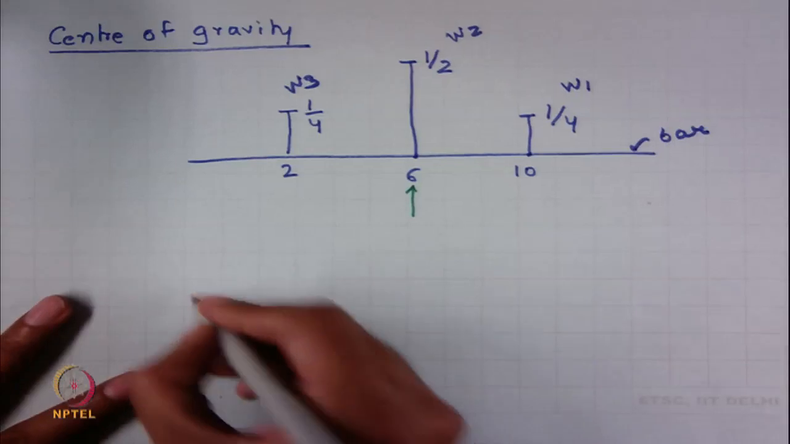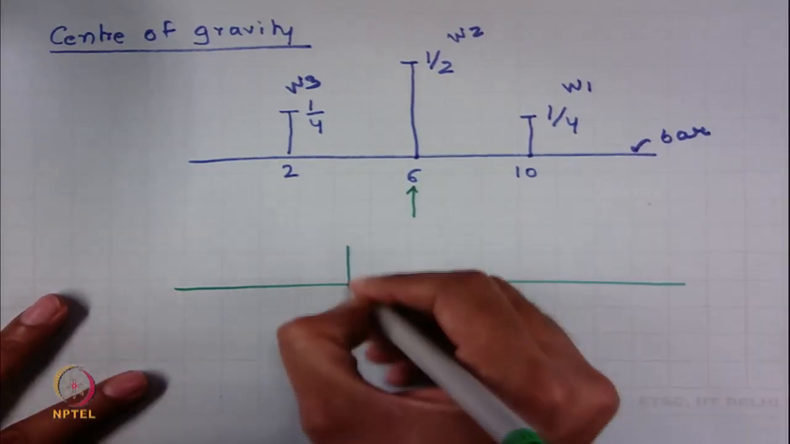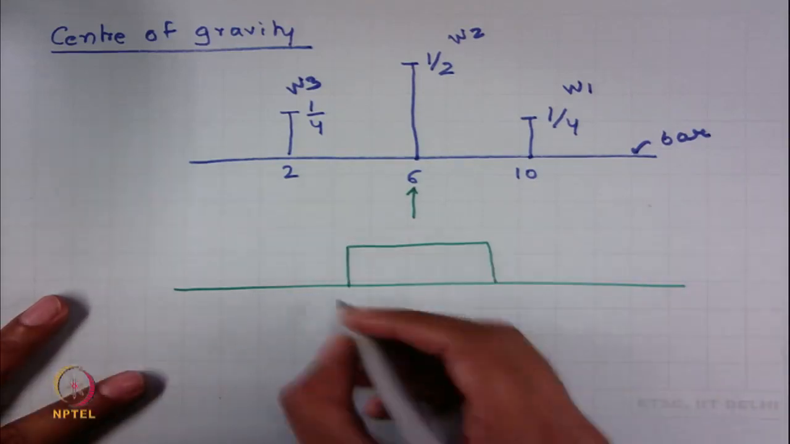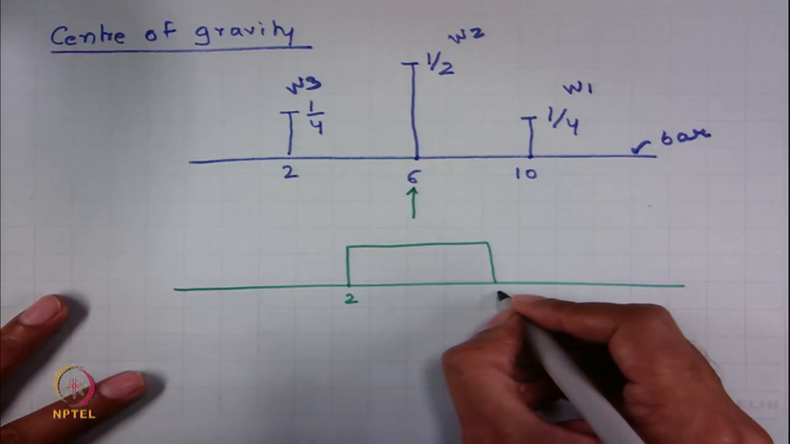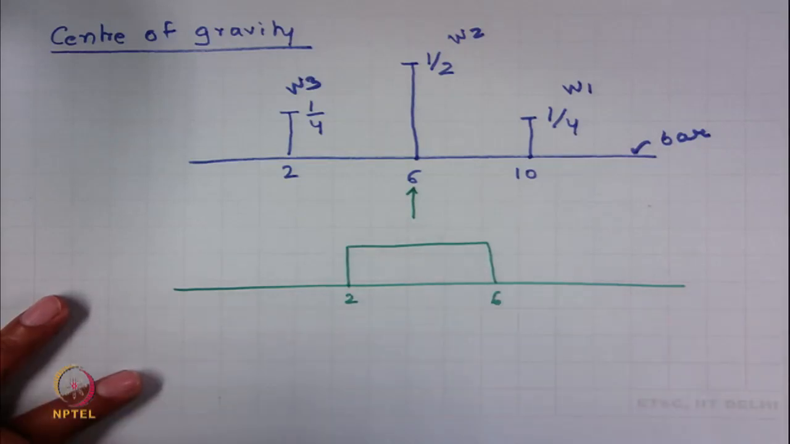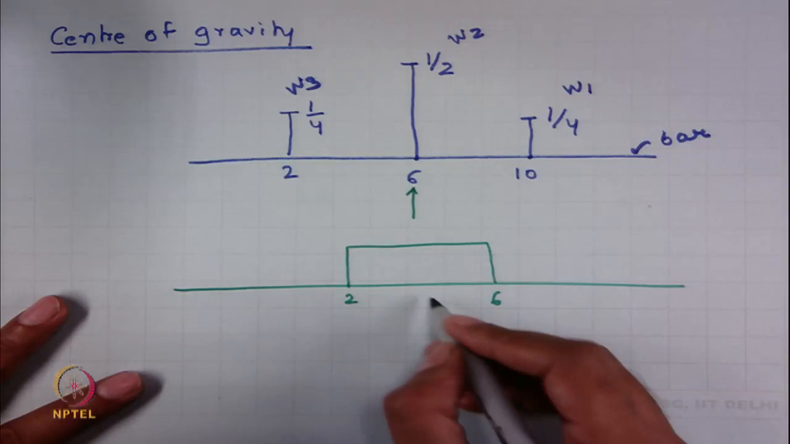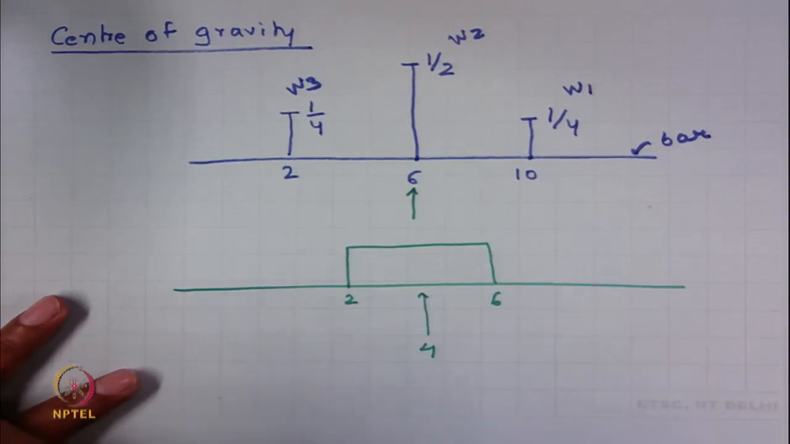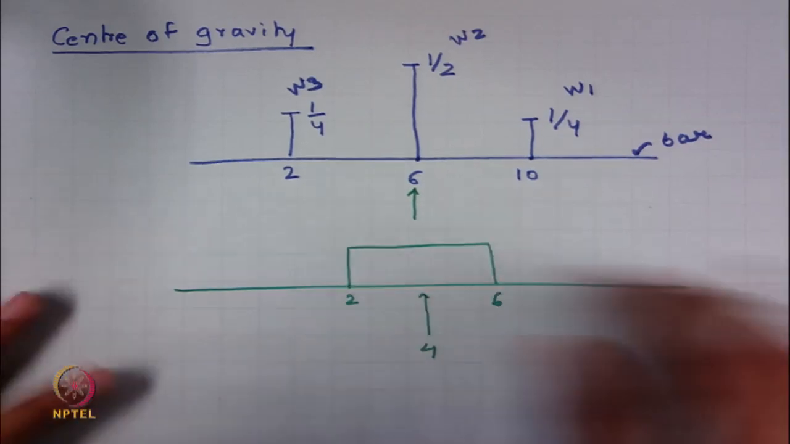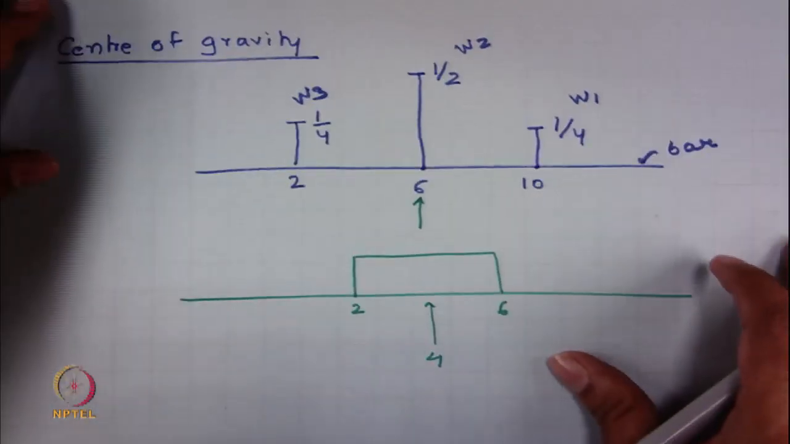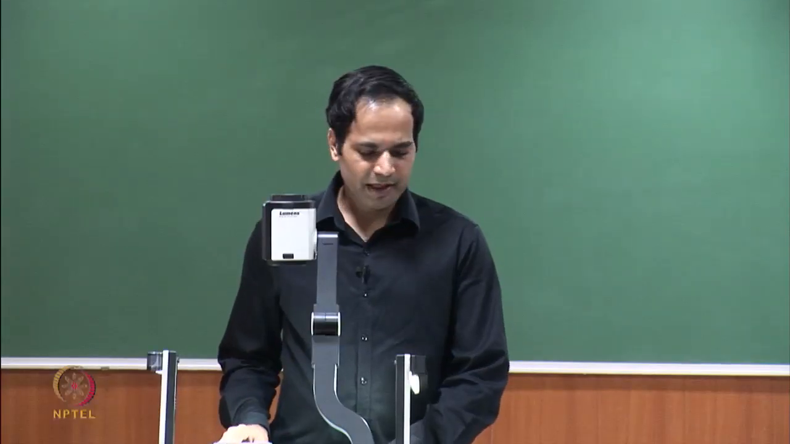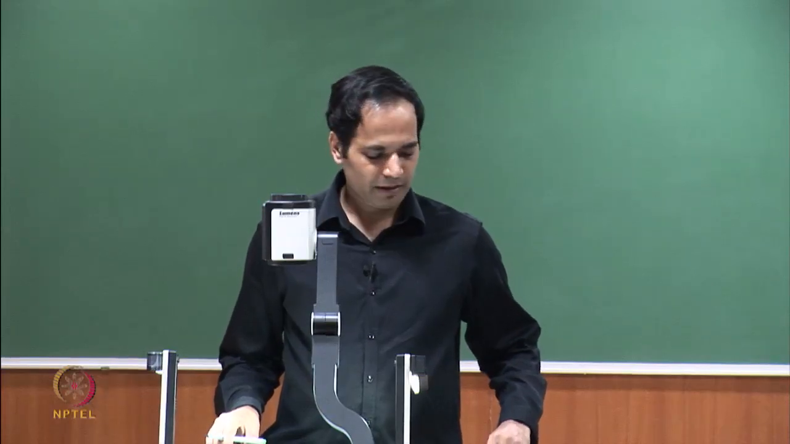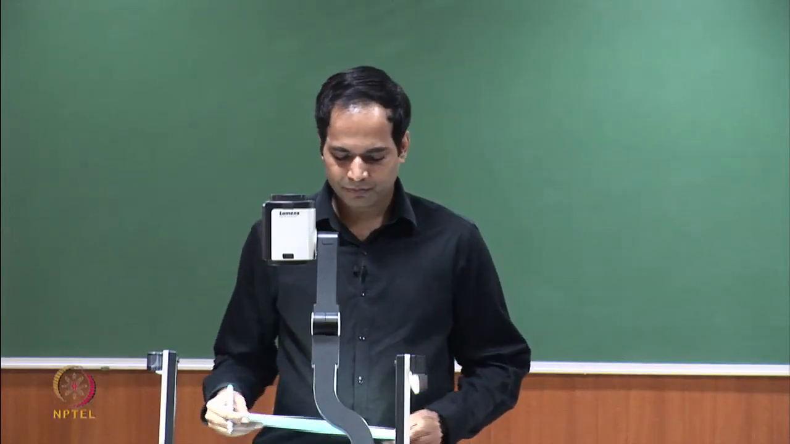For example, let us assume that I have another structure. I have a block of uniform density and this block is kept between 2 and 6, right. So, if I ask you where is the center of gravity, you can immediately think it will be at the point 4, all right. So, thinking about the expected value of a random variable as a center of gravity in certain cases eases out the computation and you can quickly arrive at the answer.